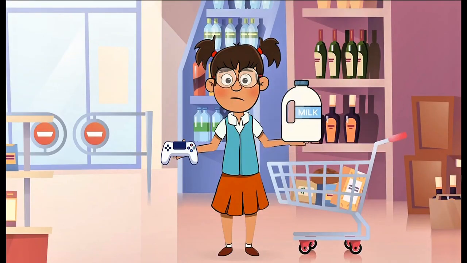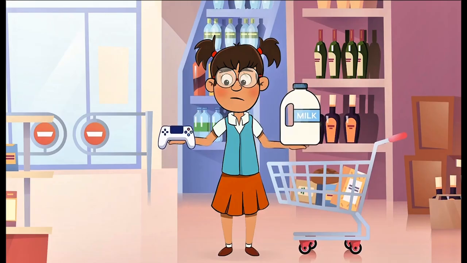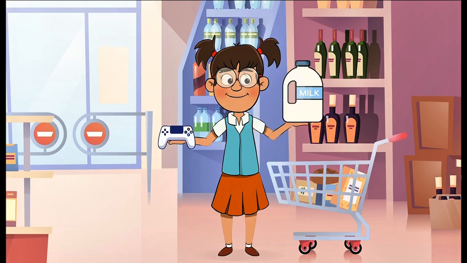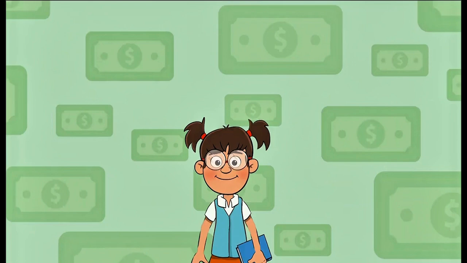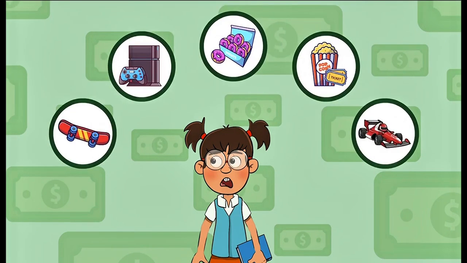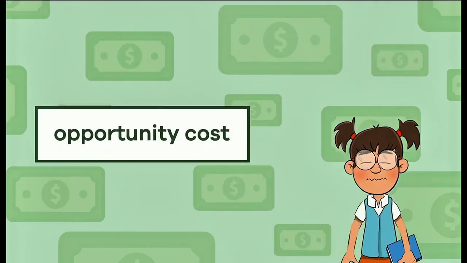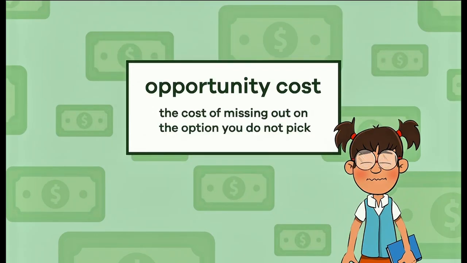If you are deciding between whether you will eat today or whether you will buy a new video game, the decision probably seems simple. I'll take the food, please. But sometimes you will have to choose between two or more wants. This is called an opportunity cost. An opportunity cost is the cost of missing out on the option you did not pick.